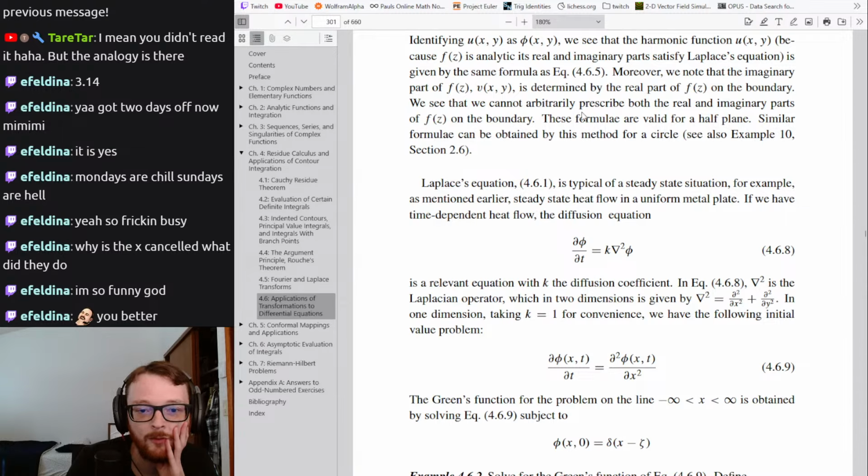Similar, these formulas are valid for a half plane. A similar formula can be obtained by this method for a circle.